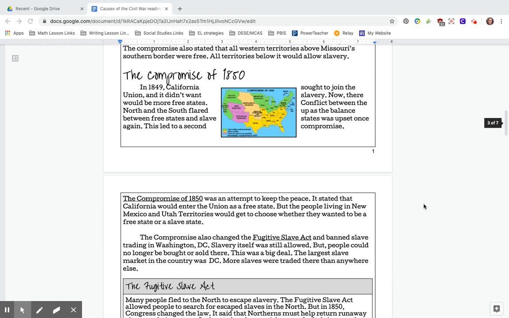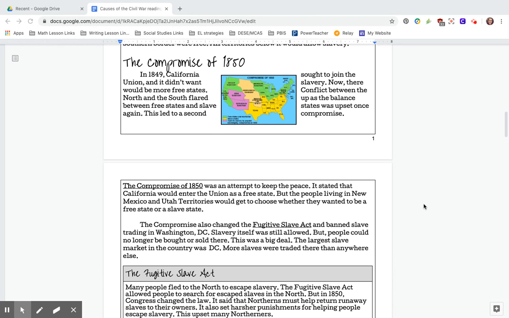The Compromise of 1850. In 1849, California sought to join the Union, and it didn't want slavery. Now there would be more free states. Conflict between the North and South flared up as the balance between free states and slave states was upset once again. This led to a second compromise.